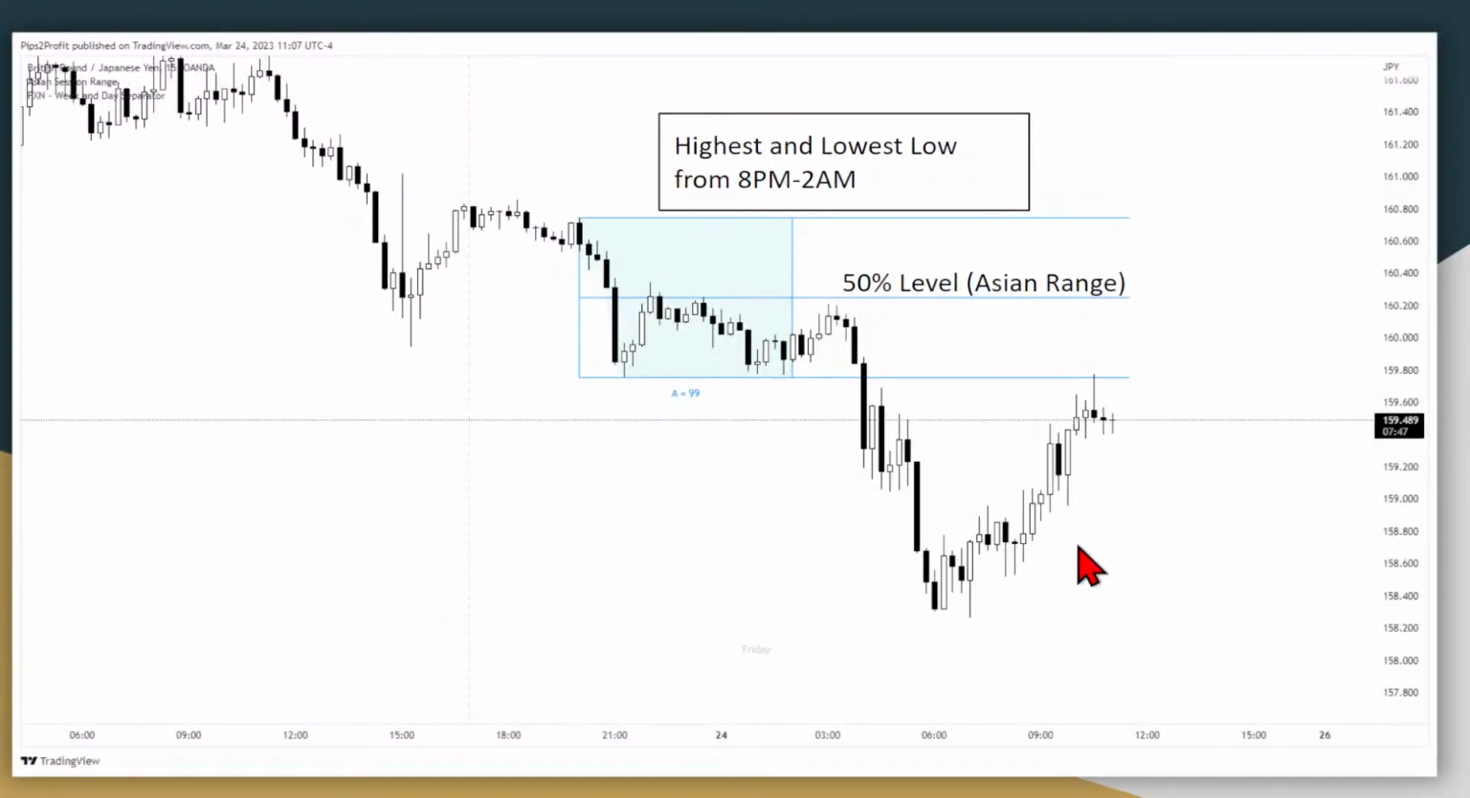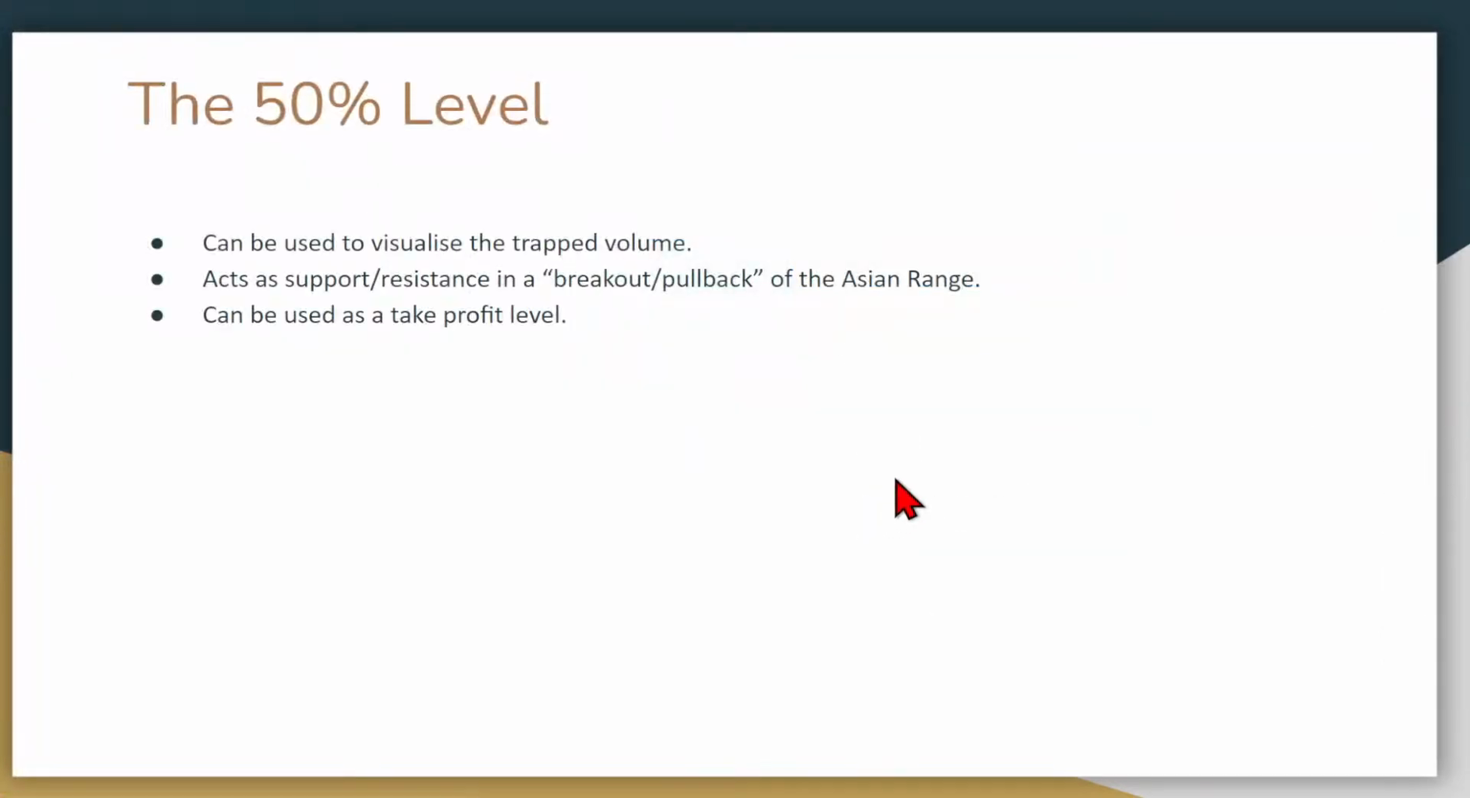I understand that it's like, oh wow, that's cool, there's a box on the screen. How does that even help? As I go through this and explain it, it's going to make more sense. At the end, I'll be going through live charts and doing a review of last week using this method, and everybody can see what I'm getting at. Why is the 50% level important?